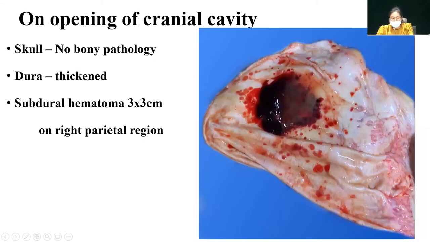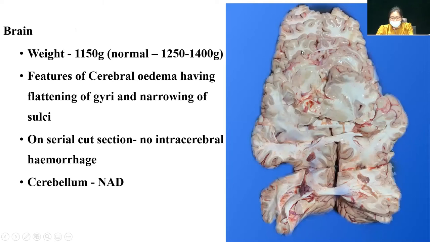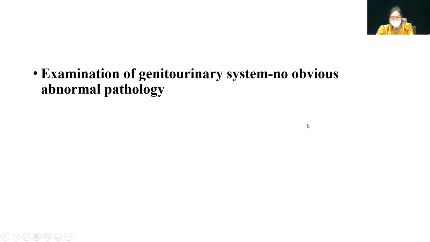Opening of the cranial cavity, the skull wall shows no bony pathology. The dura is thickened and a subdural hematoma measuring 3 by 3 cm is on the right parietal region. This is a linear pattern of subarachnoid hemorrhage measuring 4 by 1 cm in the tentorial area. Cut section of the brain shows features of cerebral edema. Apart from that, there are no features of intracerebral hemorrhage.